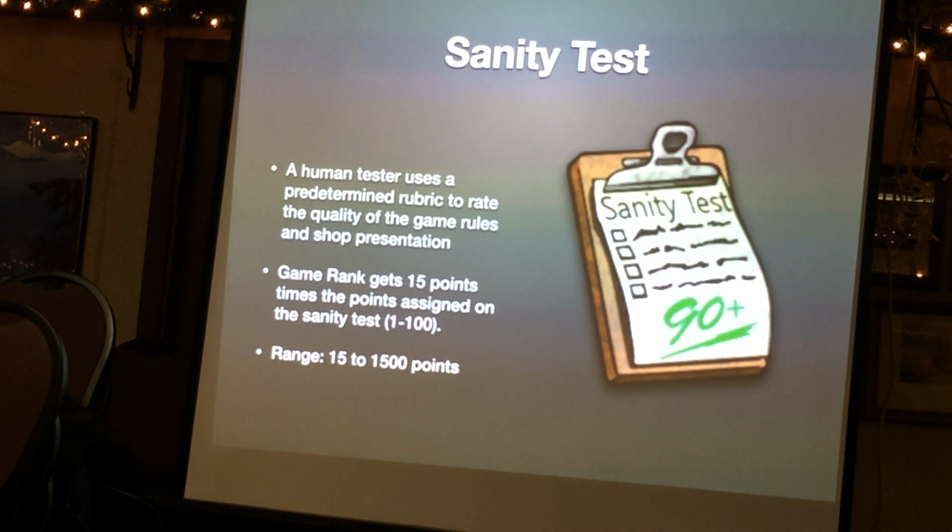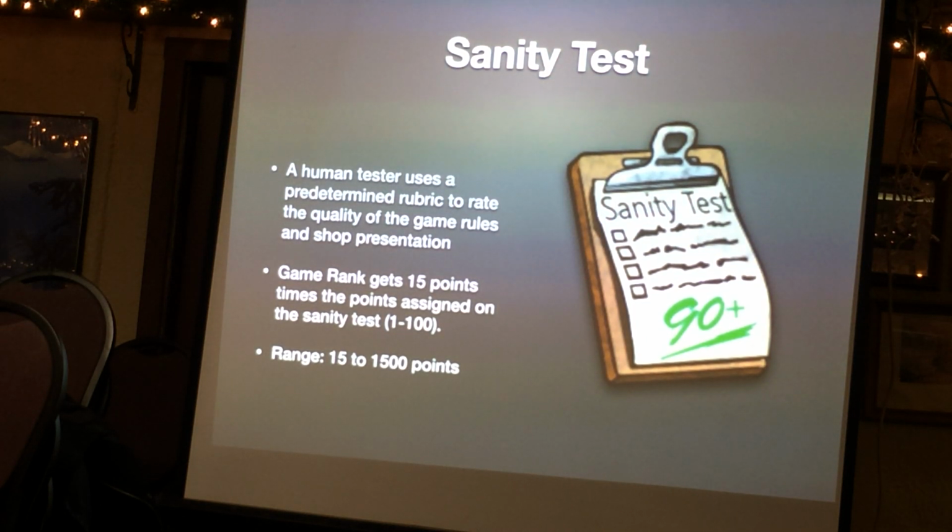And so I can take that into account. What did they get on that? I can give them a rating based on that. And right now I'm thinking maybe that's 15 to 1,500 points that they get for that sanity test, but maybe it should be more. I don't know. I'm not completely done with all this yet. I've got to do a lot more massaging.